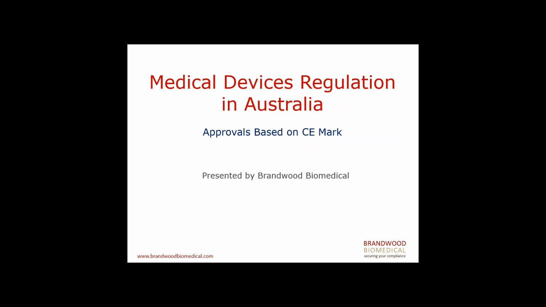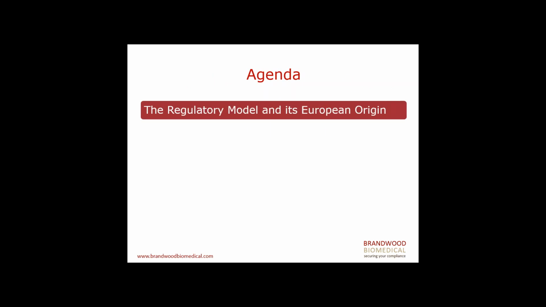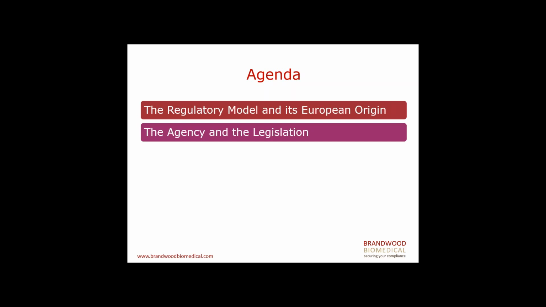And without further ado, I'll get straight into the agenda. The agenda for today is firstly understanding the Australian regulatory model and its European origin. So we'll be going through a brief background about the Act and how it aligns with the European model, and why this then allows manufacturers to obtain approvals based on CE certification. We'll then have a look at the TGA, so the agency and the legislation.